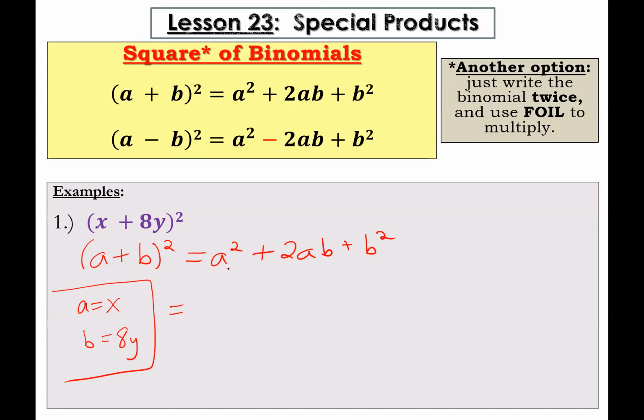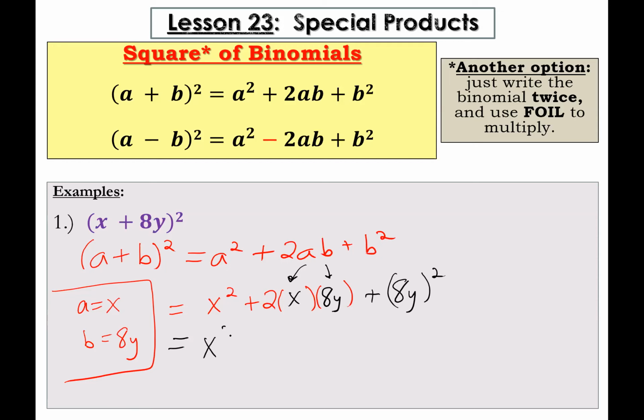So let's, instead of writing a squared, let's write x squared plus 2ab. That means 2 times a times b. So a is x. Let's use some different colors here. A was x, and b was 8y. So we're going to have to simplify that term in a minute here. And then finally, plus b squared. That's when I take 8y and square it. Okay, so that's quite a bit happening. And now let's see if we can simplify to get our final answer.